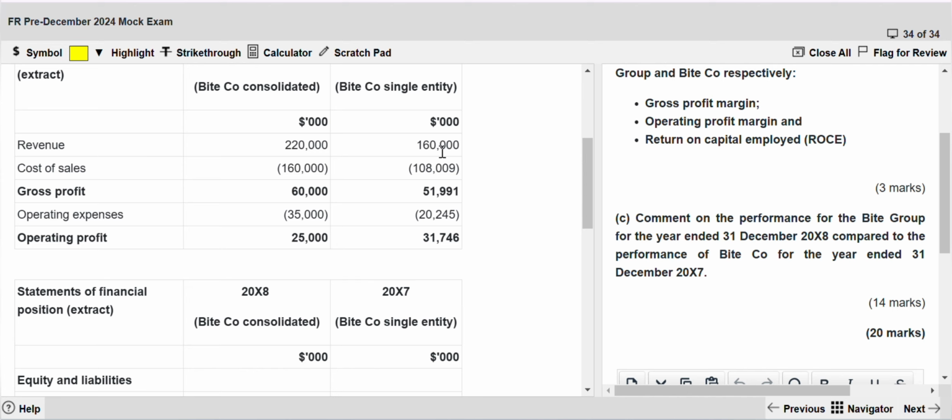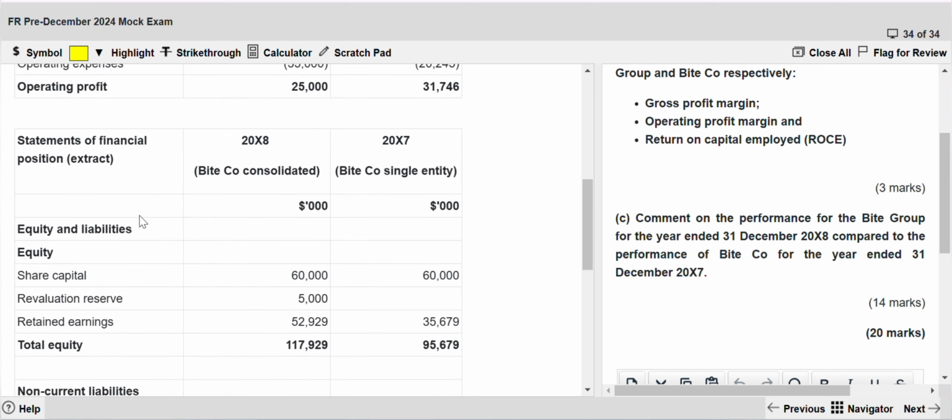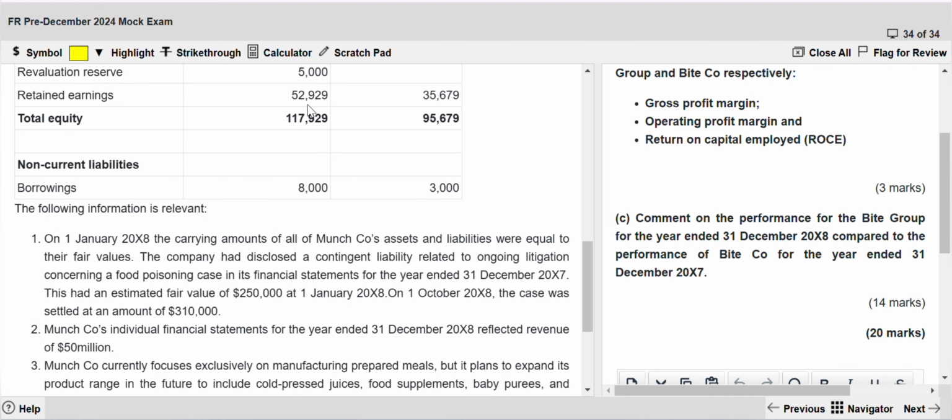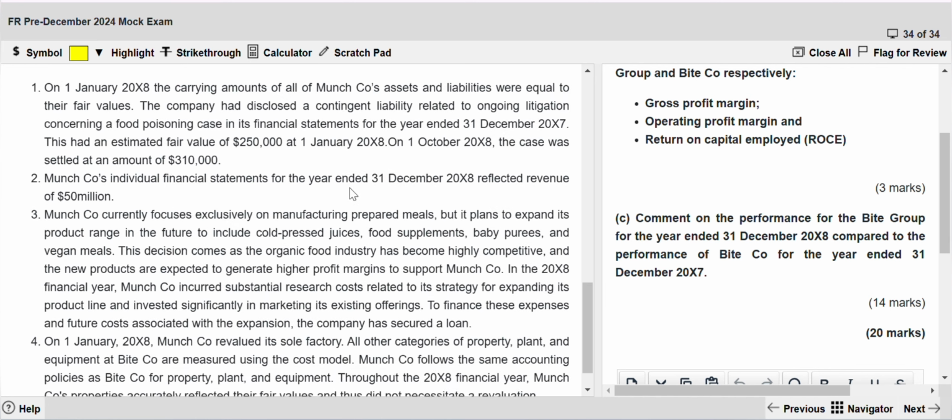Revenue is 220,000 and 160,000. Cost of sales 160,000 and 108,009. Gross profit 60,000 and 51,991. Operating expenses 35,000 and 22,450. Operating profit is 25,000 and 31,000. Statement of financial position: share capital 60,000 and 60,000. Revaluation reserve 5,000. Retained earnings 52,929 and 35,000. Total equity 117,929 and 95,679. Non-current liabilities, borrowings 8,000 and 3,000.